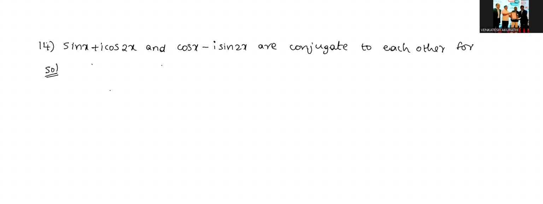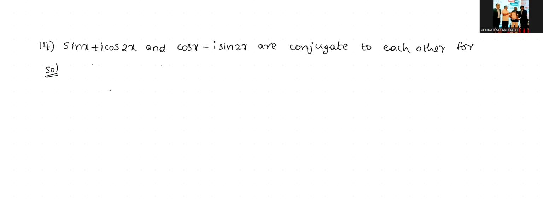Today I am discussing the topic complex numbers. In the last class we already discussed up to 13 problems. Now we are continuing from the 14th problem onwards. The problem is: sin x plus i cos 2x and cos x minus i sin 2x are conjugates of each other. For this problem, we have to solve and find the answer.